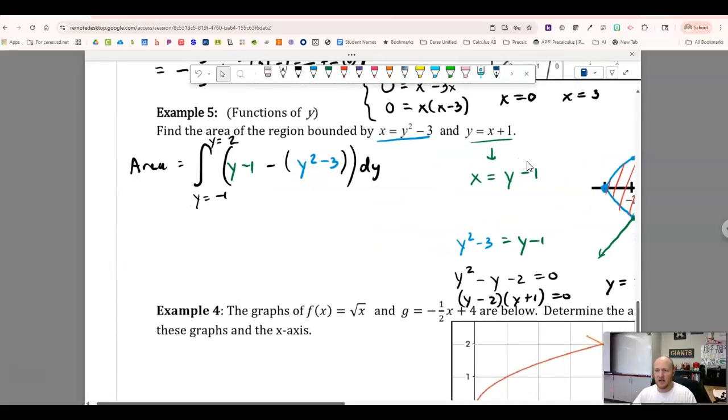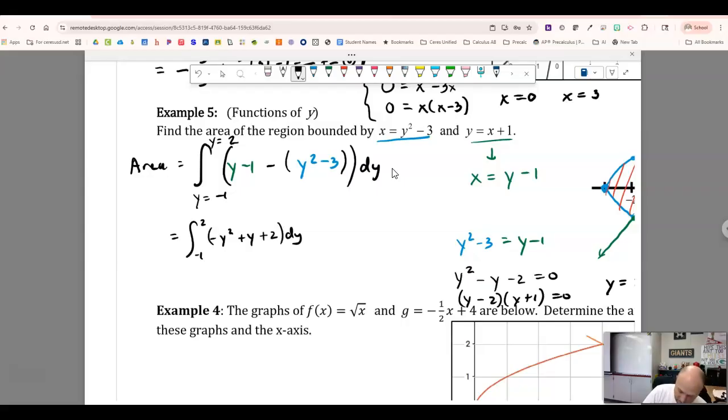Okay. So anyway, that's how you do a setup in terms of y. Put everything in terms of y, just like u substitution, where everything had to be in terms of u. If you're going to do functions in terms of y, right minus left, your bounds also need to be in terms of y, as well as your dy here. Okay. So bringing this one all the way home, the integral from -1 to 2 of -y squared plus y, plus 3 minus 1, so plus 2, dy, just the flip of what we just found.